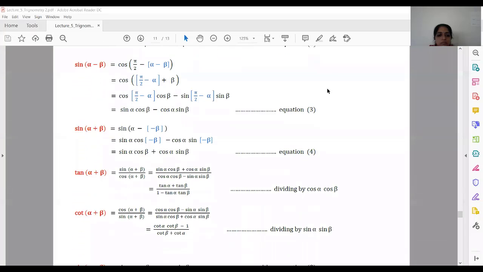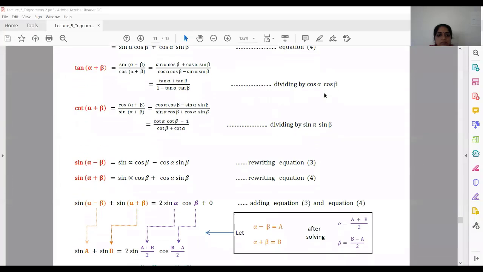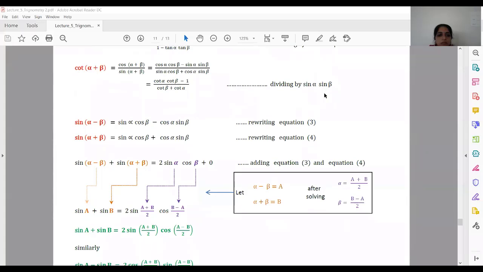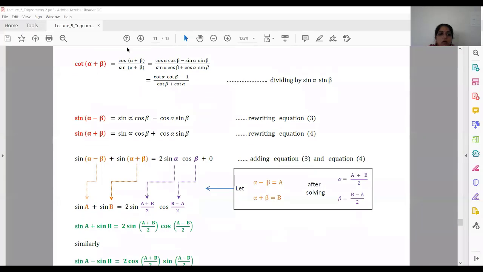Now, cot alpha plus beta. For cot alpha plus beta, we convert into cos and sin. So, cos alpha plus beta upon sin alpha plus beta, right? So cos alpha plus beta is cos alpha cos beta minus sin alpha sin beta, and sin alpha plus beta is sin alpha cos beta plus cos alpha sin beta.